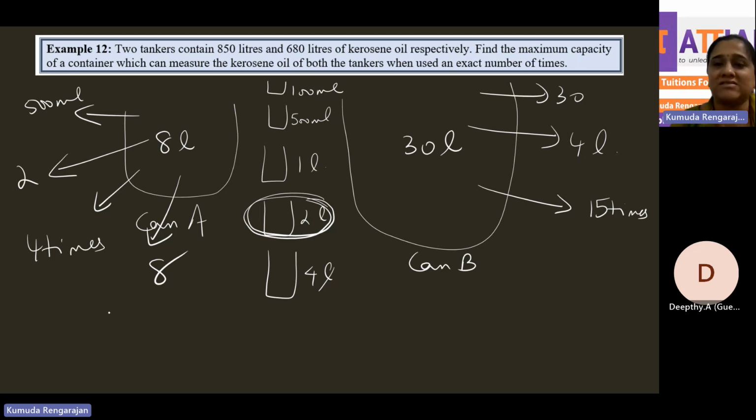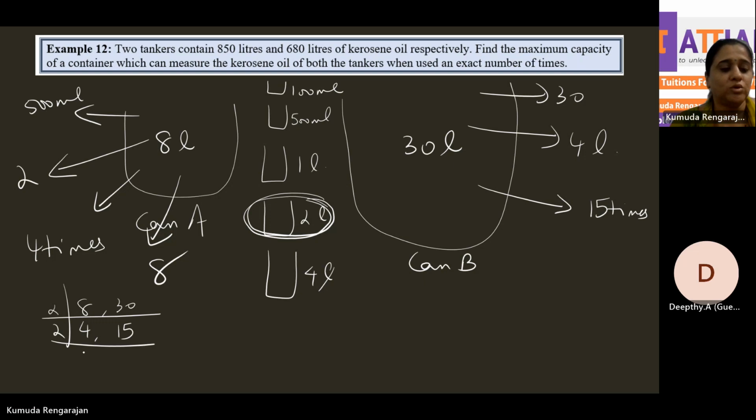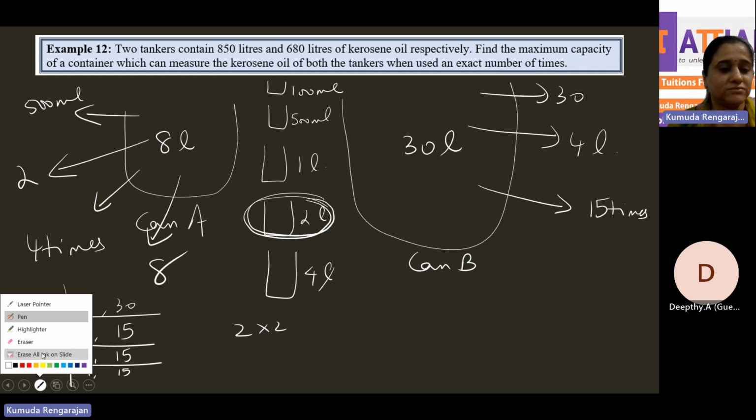So what can be the maximum capacity of the cup? The LCM of the two numbers will give you the maximum capacity of the cup. The LCM of the two numbers 8 and 30: 2 4s are 8, 2 15s are 30. Then 4 and 15, it will be 3 and 5. So it will be 2 into 2 into, oh sorry, 1 second.